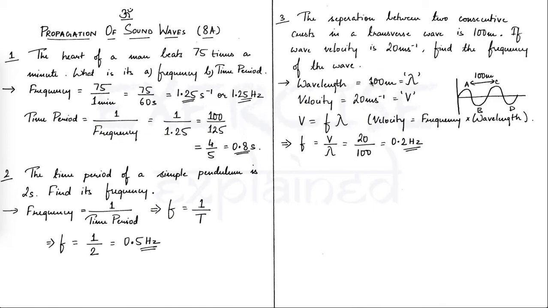Both are in SI units, so nothing to worry about. We can directly put the values. V happens to be 20 and lambda happens to be 100. 20 by 100 gives me 0.2 Hertz. So the frequency which I've got here is 0.2 Hertz. So that completes this question.